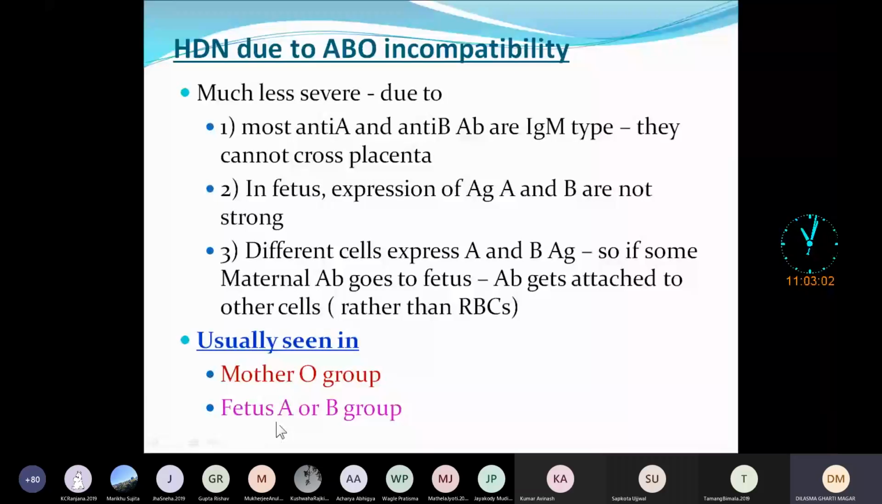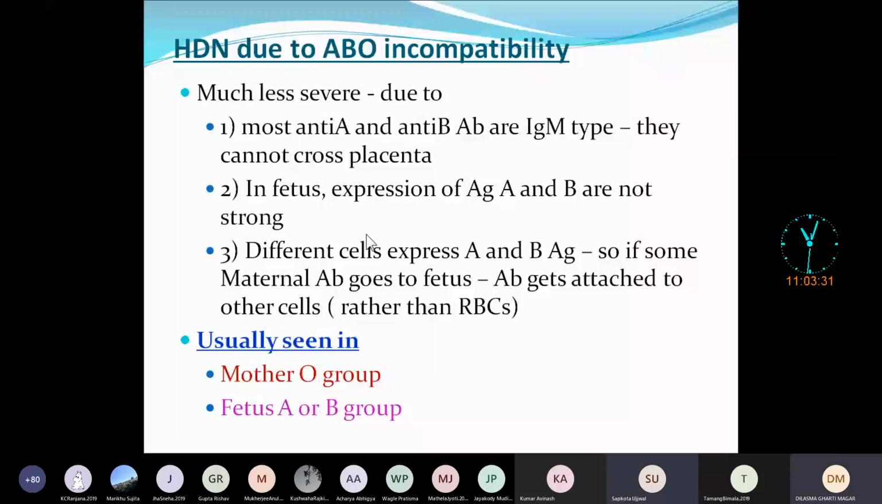In the fetus, there is the expression of the antigen A and B. These are not strong. I told you, whenever we do the fetal blood grouping, that time it will not show properly as in case of the adult. In the first class, I told you, if you remember, for the full development of this antigen or the antibody, it will take 1 year. Did I tell? Yes, ma'am, you told.